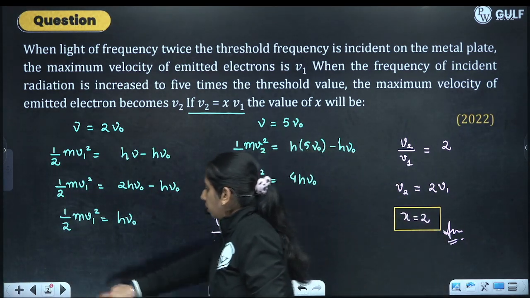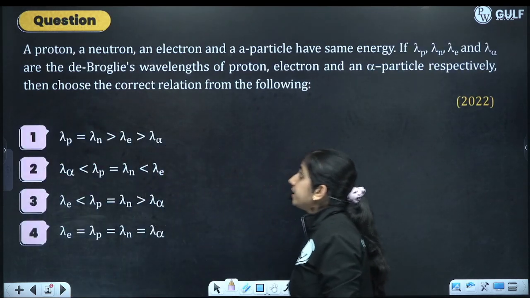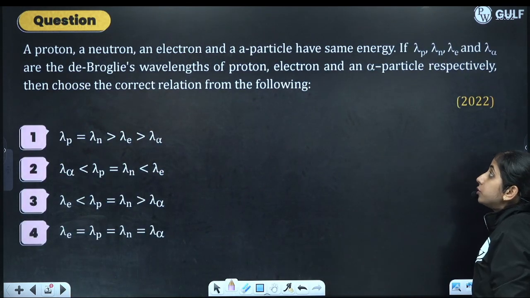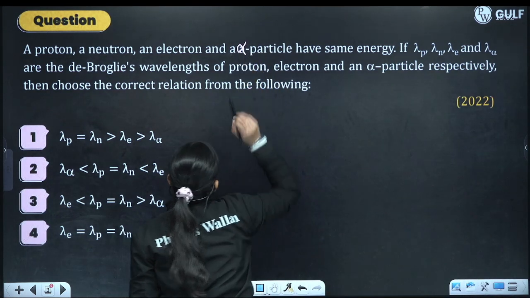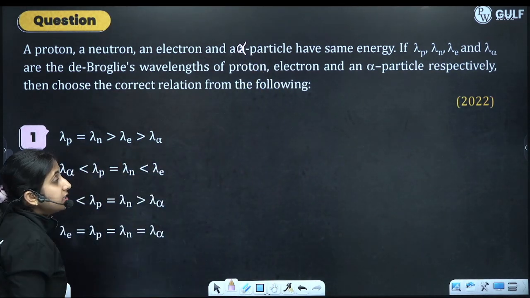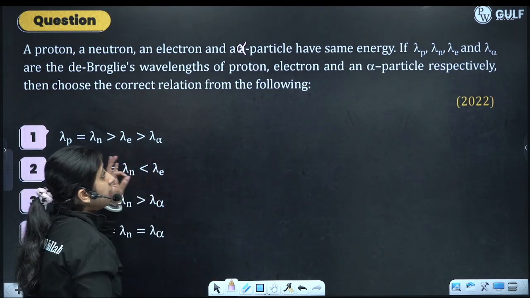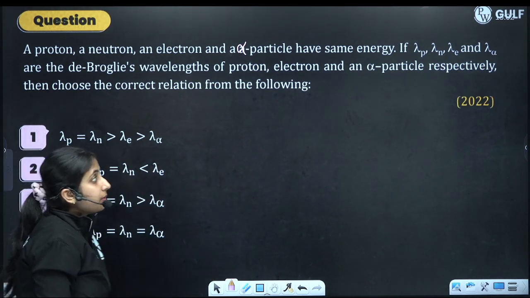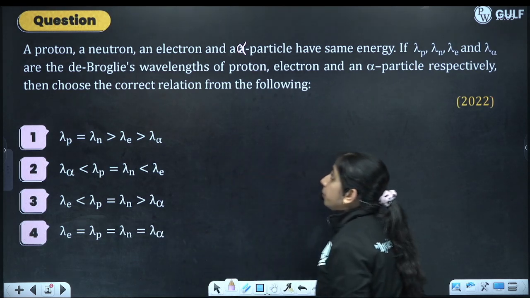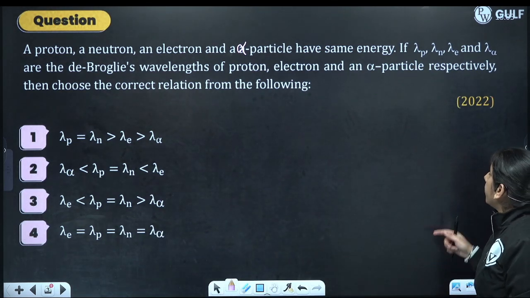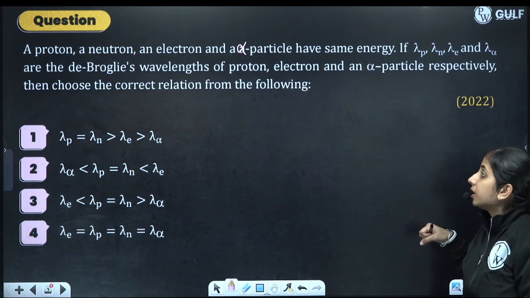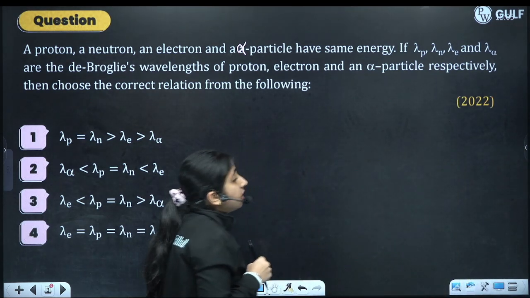Very easy questions. See next: a proton, neutron, electron and alpha particle have the same kinetic energy. If lambda p, lambda n, lambda e and lambda alpha are the de Broglie wavelengths of proton, neutron, electron and alpha particle respectively, then choose the correct relation.